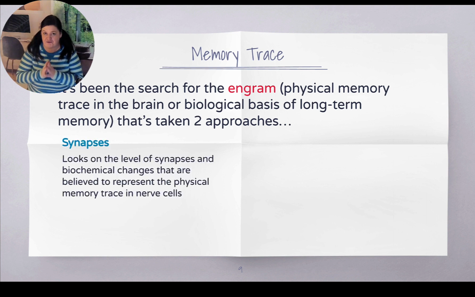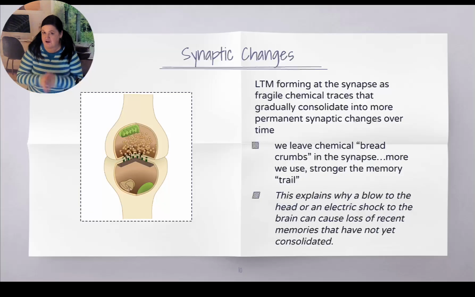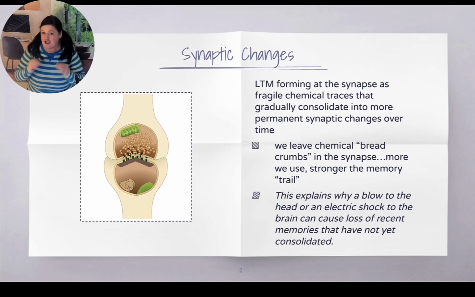The other type is neural circuitry. This is how the parts of the brain are connected to each other in order to determine where our memories might be stored. Okay, so let's first look at the synapses in our long-term memory.